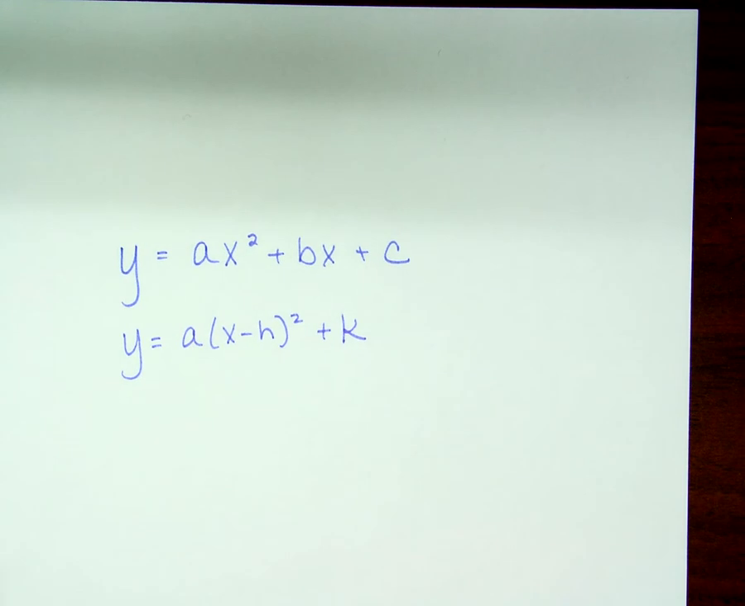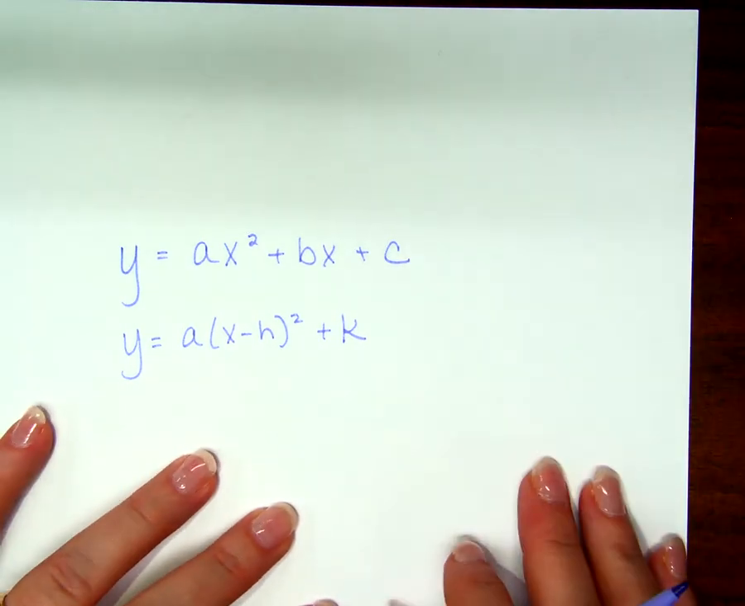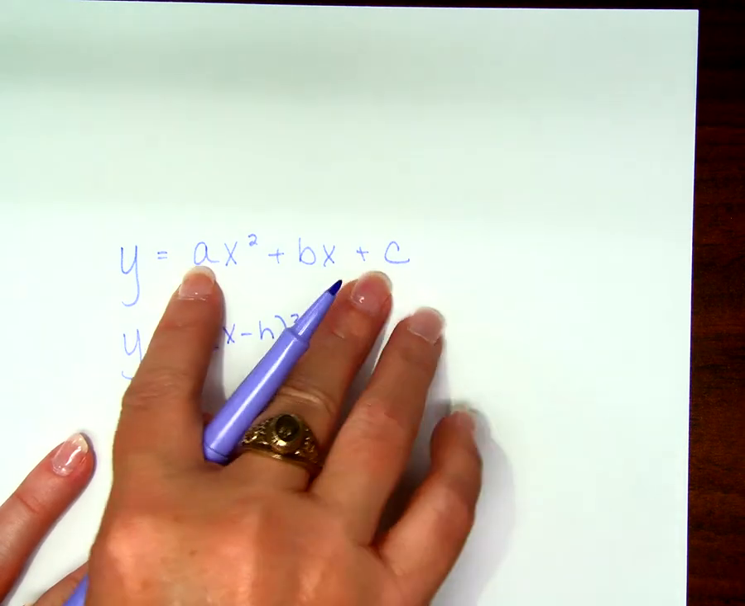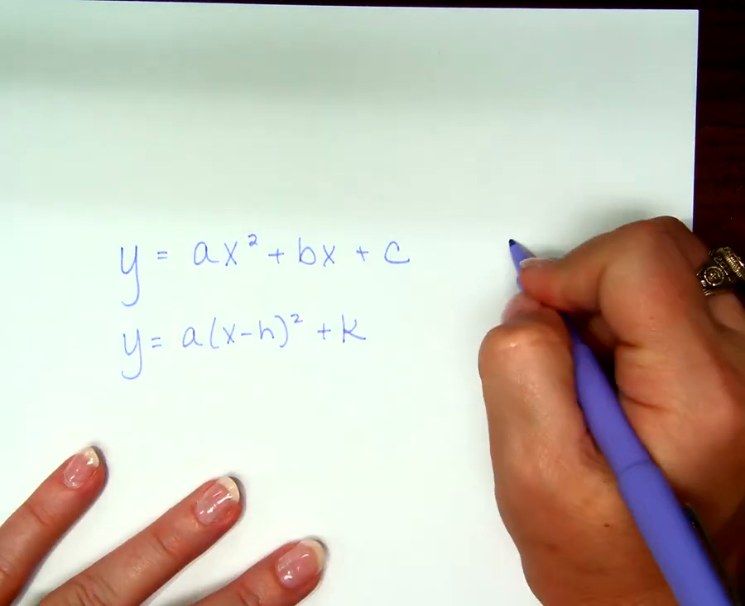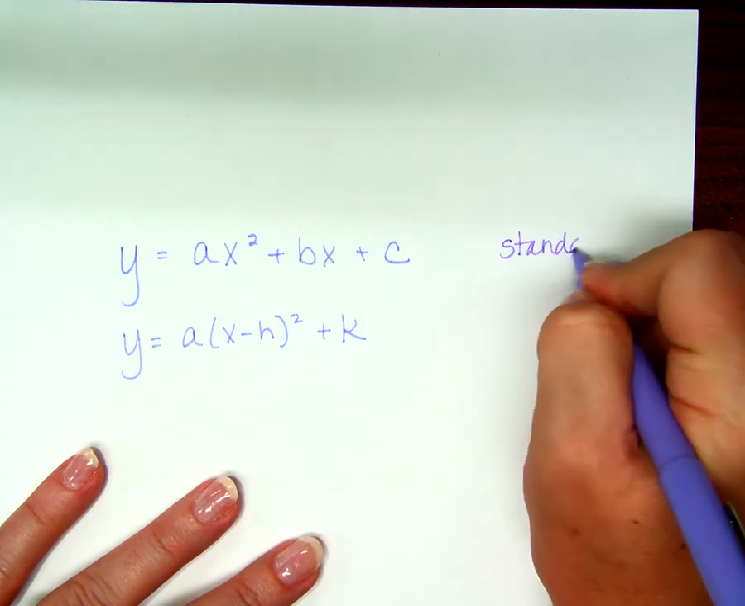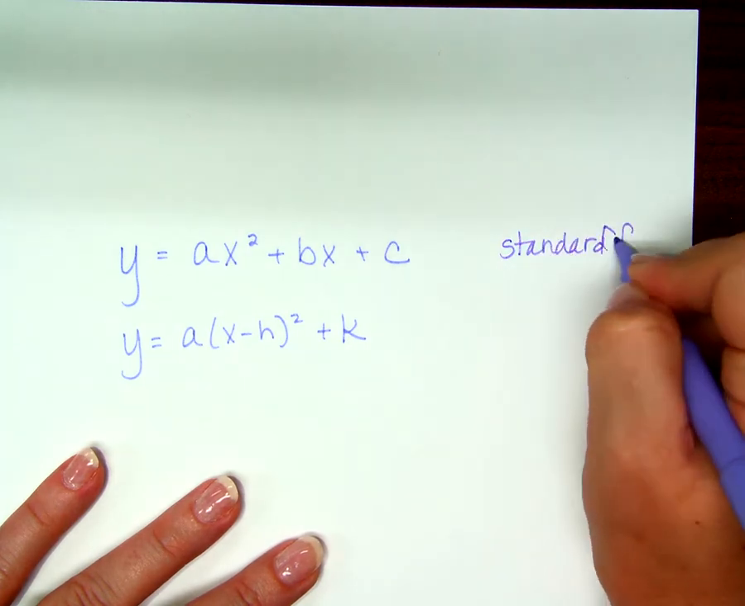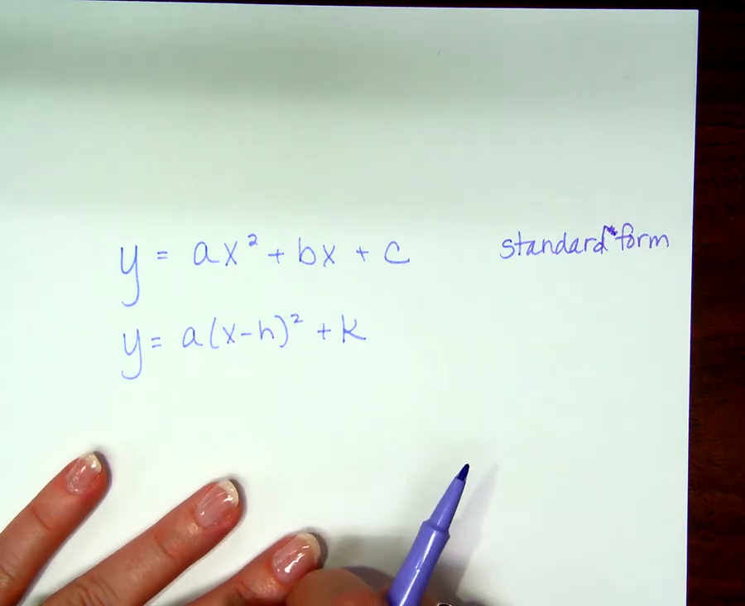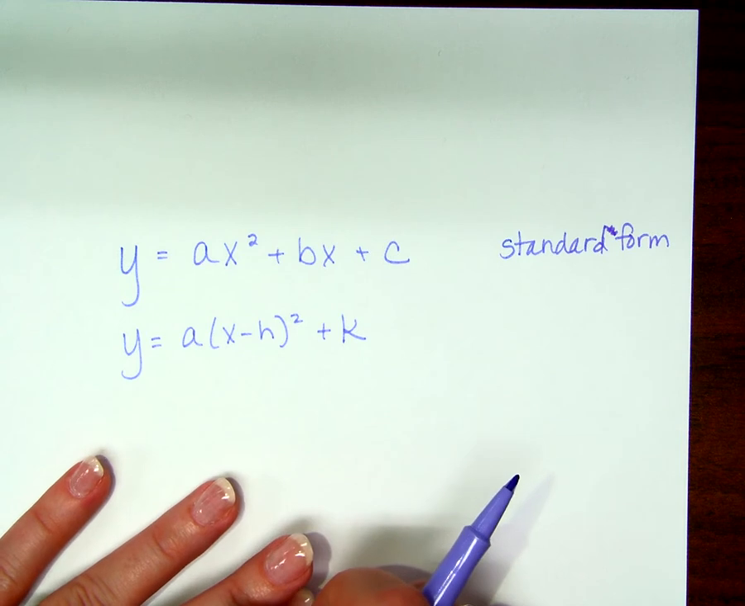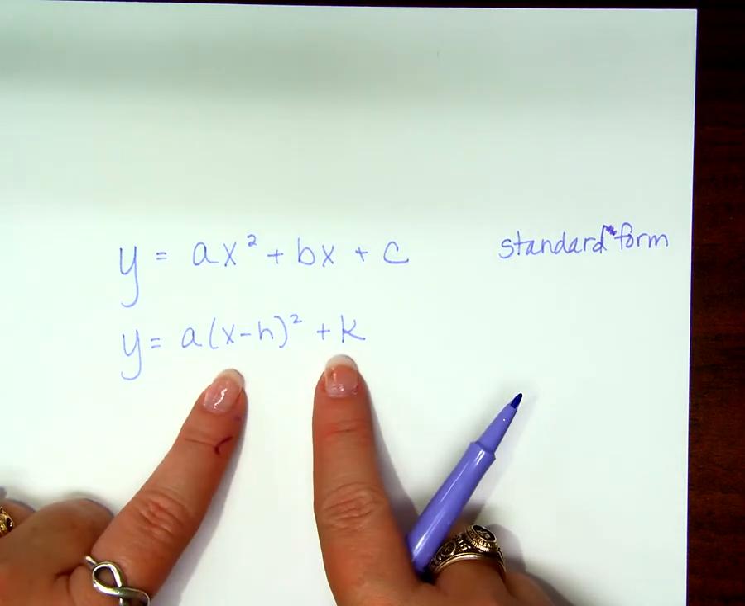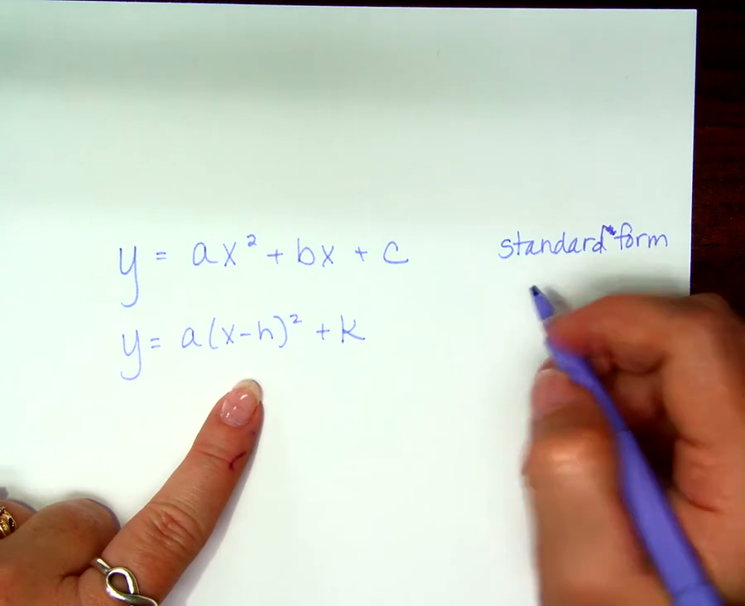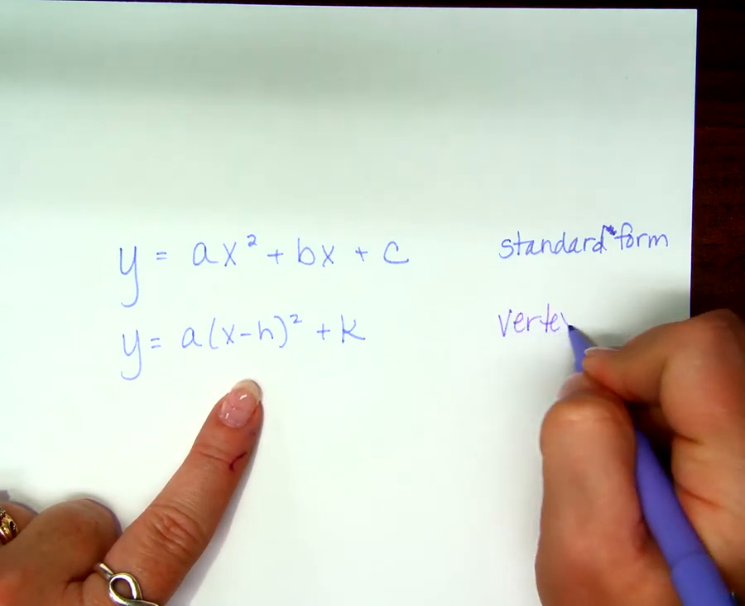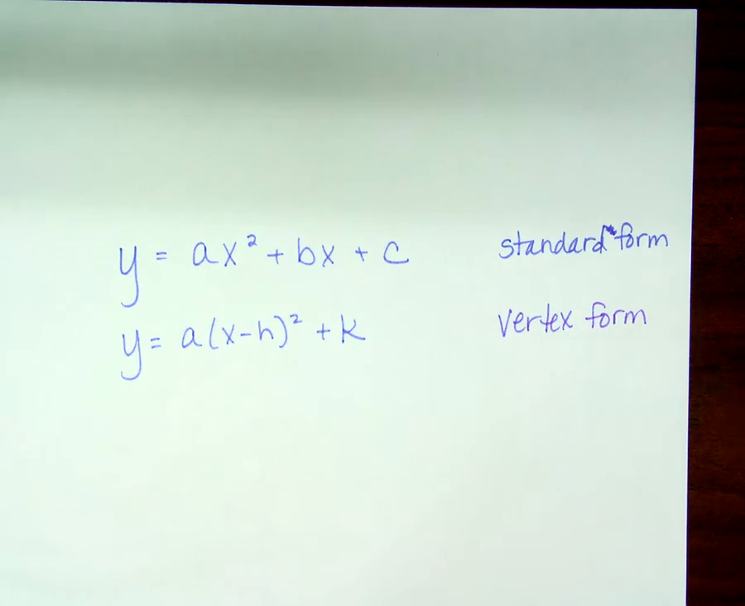I need you to know the name of each of these forms. Do you? You should know the top one, right? We dealt with the top one when we were dealing with factoring, didn't we? Find AC and then B. This was called standard form. I tried to write my F too soon. Sorry about that. Standard. What's this one called? It's okay if you don't know. I'll tell you. Vertex form.